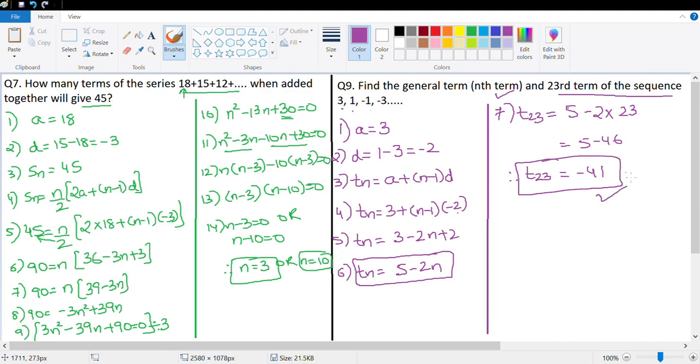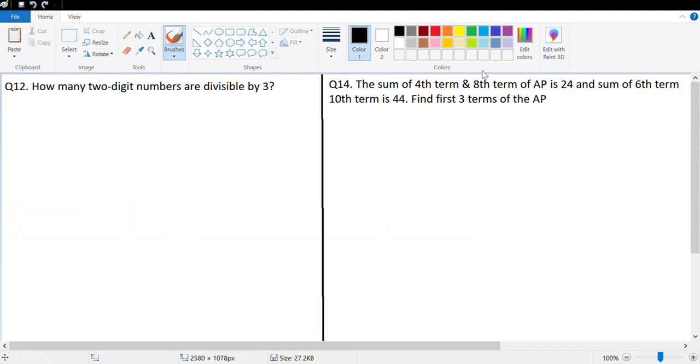The next question that we do is question number 12. Good. Let's look at question number 12. It says how many two-digit numbers are divisible by 3? So this will be an AP with first term. The first two-digit number which is divisible by 3 is 12. Yes, that's true. And the last two-digit number divisible by 3 is 99.